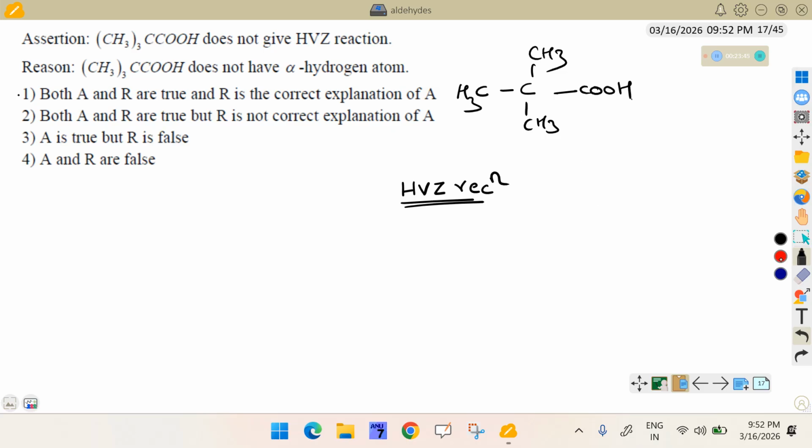See the next question. (CH3)3C-COOH does not give HVZ reaction. Correct. Why? Because alpha carbon is present but alpha hydrogen atoms are absent. Reason: (CH3)3C-COOH does not have alpha hydrogen atom. A is true, R is true, R is the correct explanation for A.